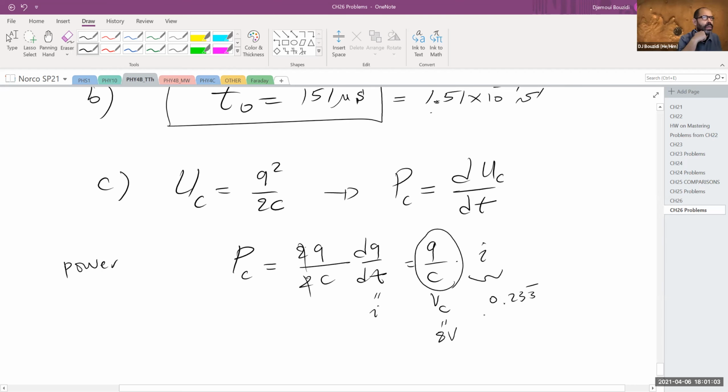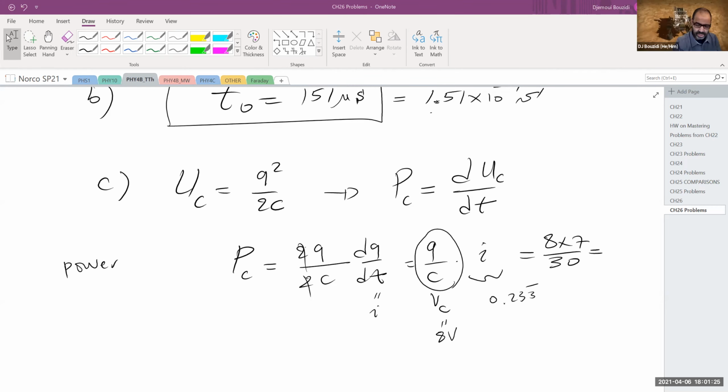So we know the current and we know the voltage. All I have to do is multiply 8 times 7 divided by 30, because that's exactly what 0.233 is. So it's going to be some fraction.